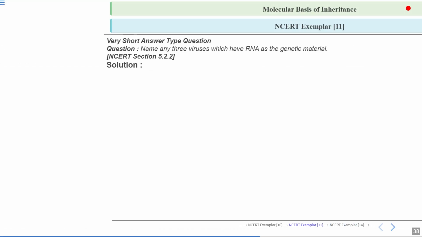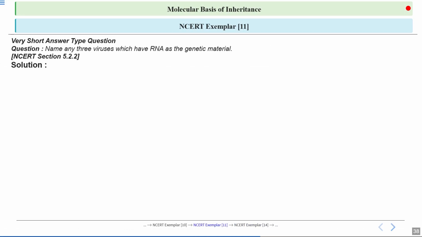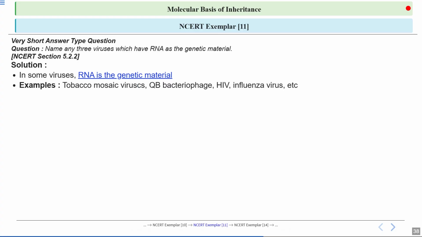Okay, so what is the answer? See, some viruses can have RNA as a genetic material as well, such as tobacco mosaic virus, which is a plant virus. It consists of RNA. Then Qβ bacteriophages, they have RNA. HIV, human immunodeficiency virus, which causes AIDS, also has RNA. Then influenza virus. So all these viruses you can see have RNA as a genetic material. They are retroviruses.